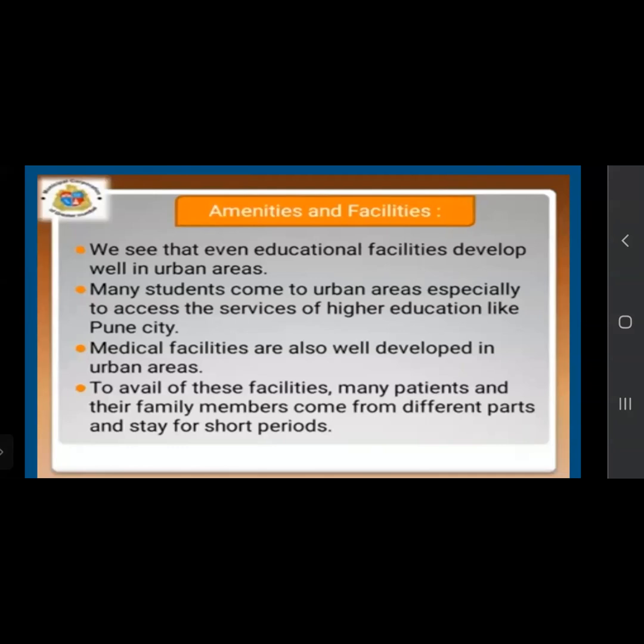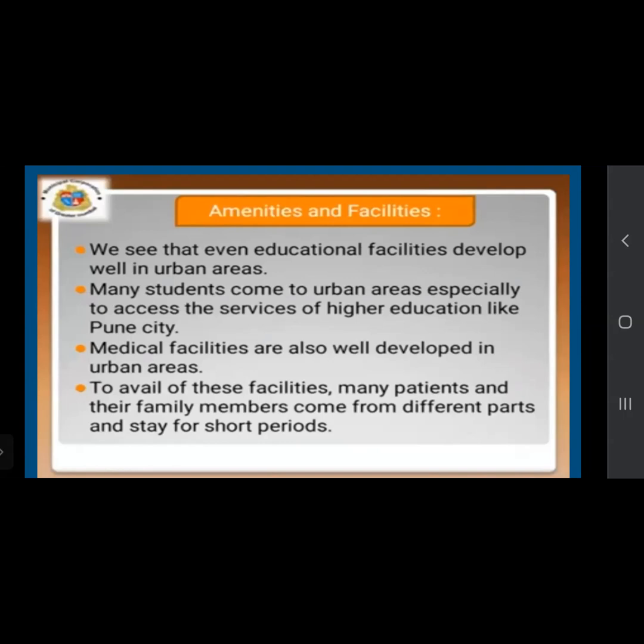Medical facilities are also well developed in urban areas. This is a very important point, that medical facilities are very well developed in urban areas, and that is not the same condition in rural areas. So obviously the rural people have to migrate to the urban areas to avail these medical facilities.